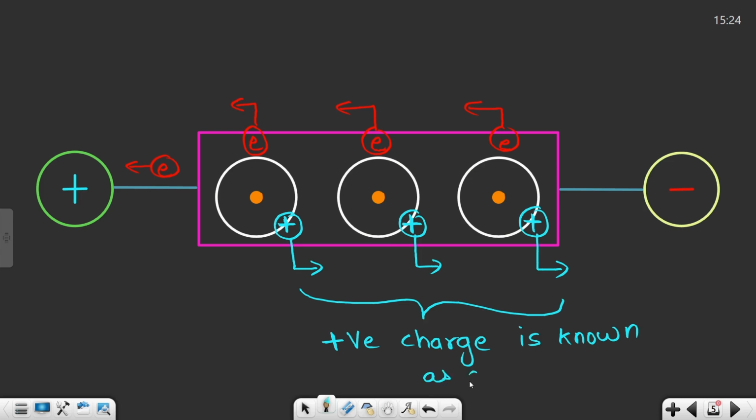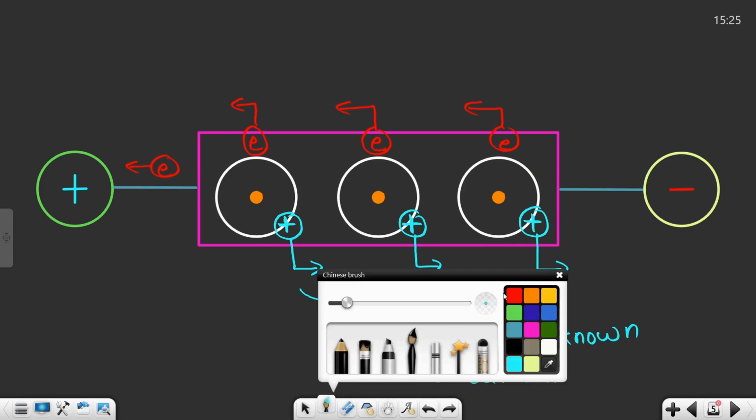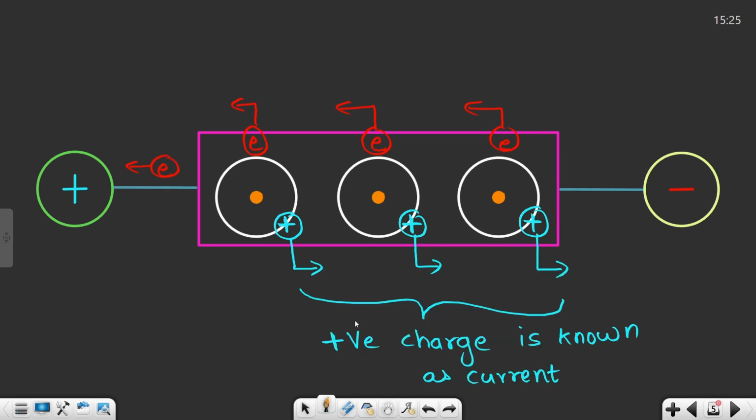Because most of the books will confuse you with electrons. Some will say that this is the direction of current, and a few books will say that this is the direction of current. You should not get confused. Just remember one point: current always flows from positive to negative. We have not yet covered the definition of current. I'm just explaining the direction of the current.